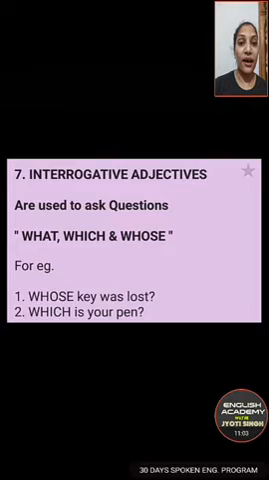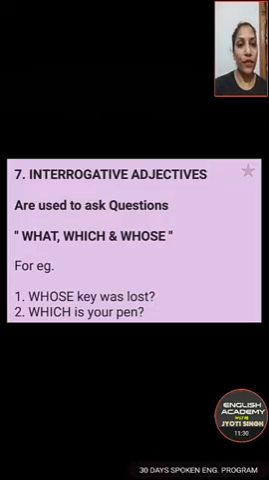Here, whose is used to ask a question, that who lost the key? Whose key was lost? Which is your pen? Here again, which is used to ask a question, that which one is your pen? Okay, so whose, which and what are used to make an interrogative adjective, and it always asks a question, right?